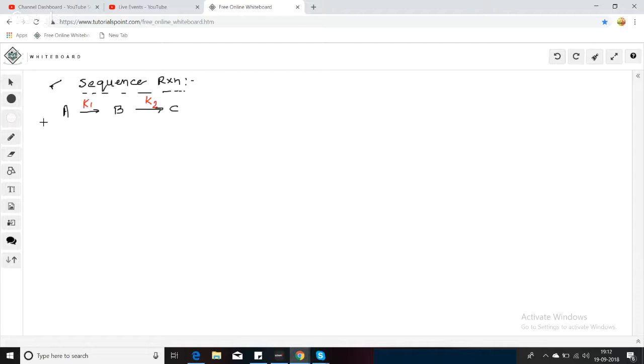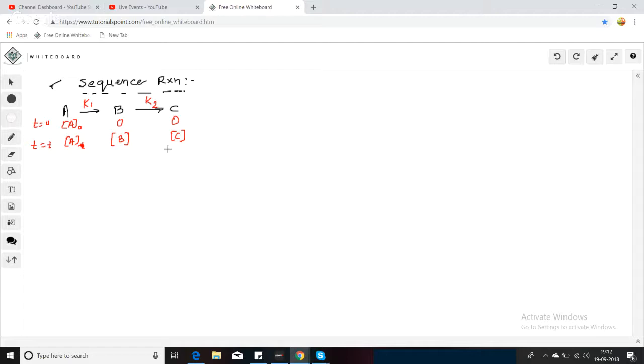Right. So suppose at time t equals 0, we have only A present. So the initial concentration of A is A naught, B is 0 and C is 0. At time t equals t, suppose the concentration of A becomes A_t, the concentration of B becomes B_t, or B simply, whatever it is. I'll just write it like this only: A, B, and C.